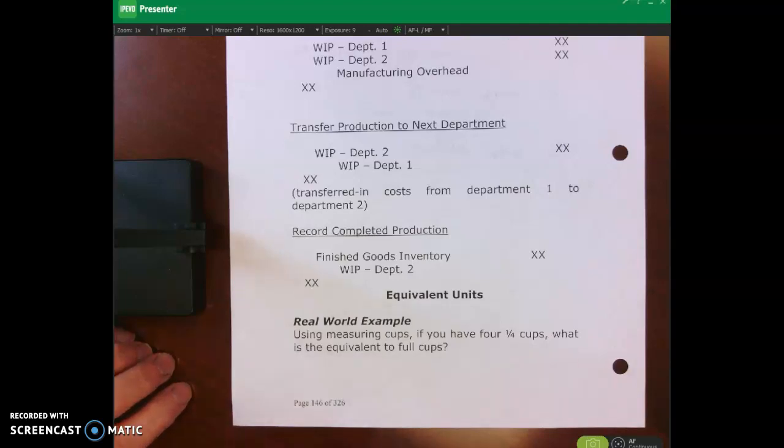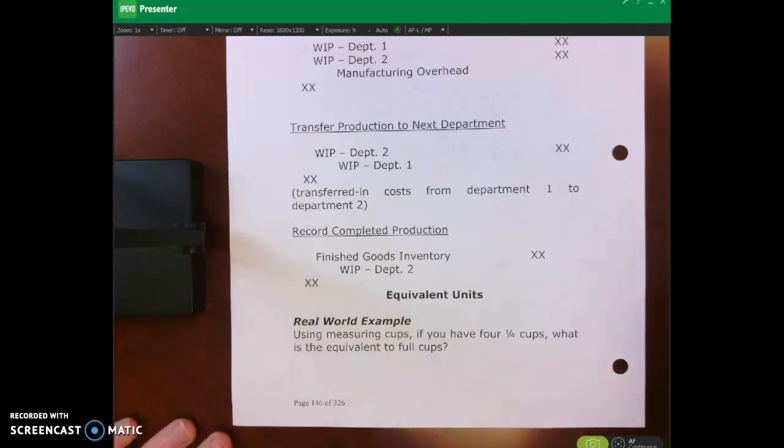In this video I'm going to be talking about equivalent units and also how to calculate the cost per unit using weighted average process costing. So let's talk at a very high level about how to calculate the cost per unit.